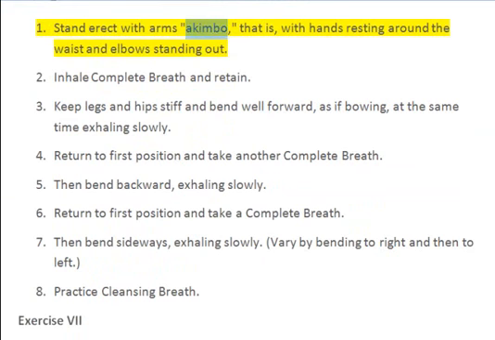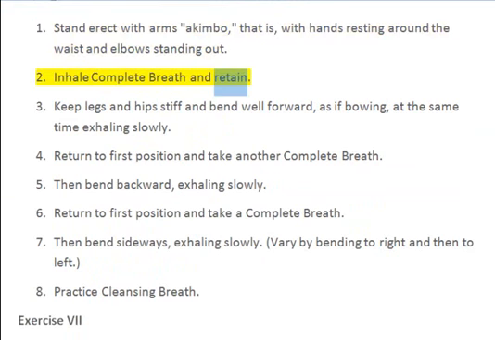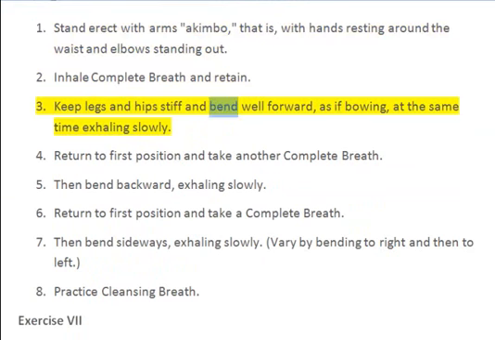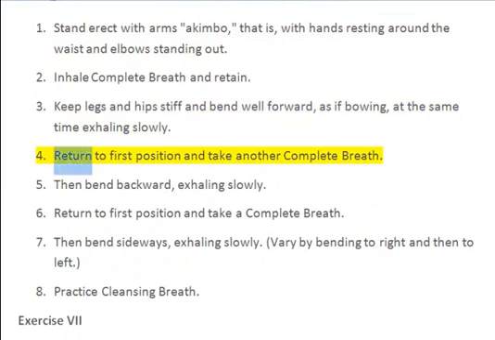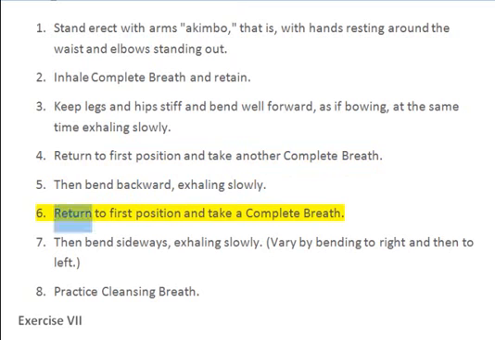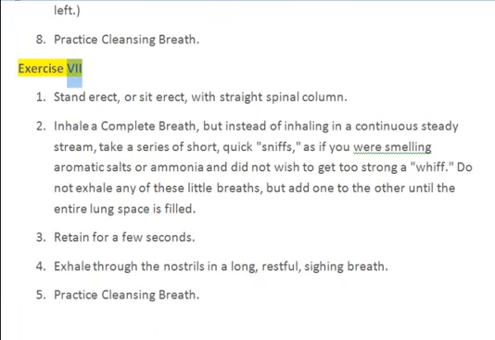Stand erect with arms akimbo, that is, with hands resting around the waist and elbows standing out. Inhale complete breath and retain. Keep legs and hips stiff and bend well forward, as if bowing, at the same time exhaling slowly. Return to first position and take another complete breath. Then bend backward, exhaling slowly. Return to first position and take a complete breath. Then bend sideways, exhaling slowly. Vary by bending to right and then to left. Practice cleansing breath. Exercise 7.